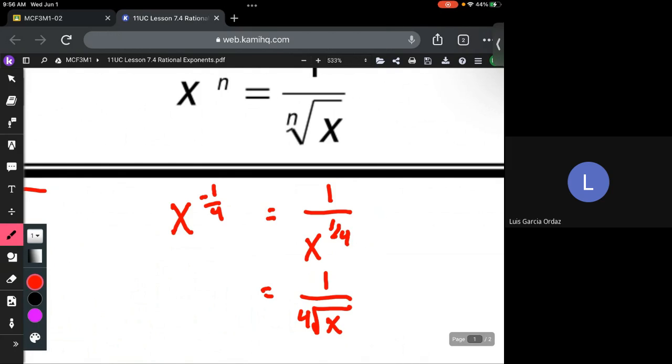So a rational number is basically a fraction. That's why it's called rational exponents. You're dealing with fractions as your exponent.